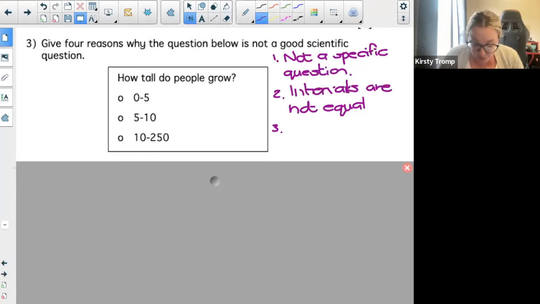What happens if we had to fix the answers and we had to give some units? In this case, there's no units that have been given. If they had to give us some units, if they said, how tall do people grow? 0 centimeters to 5 centimeters, 5 centimeters to 10 centimeters, 10 centimeters to 250 centimeters, then that would make the question a little bit more specific and we could actually go and select an answer.